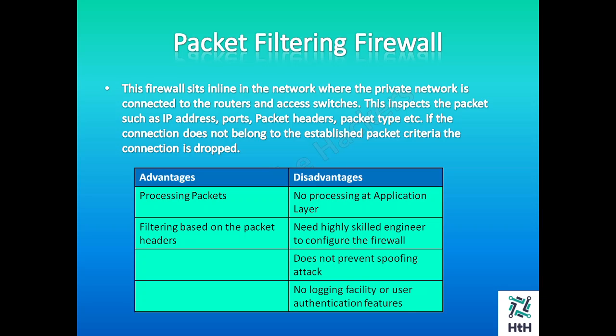So let us see what is a packet filtering firewall. This firewall is a basic firewall type which only examines the packets of information such as IP address, connection ports, packet types and packet headers. If the packets are not genuine for that connection, then the connection is dropped. Advantages: only filtering with respect to packet headers and there are no processing overheads.